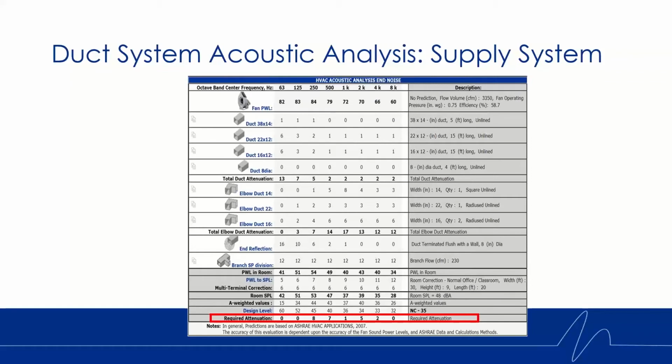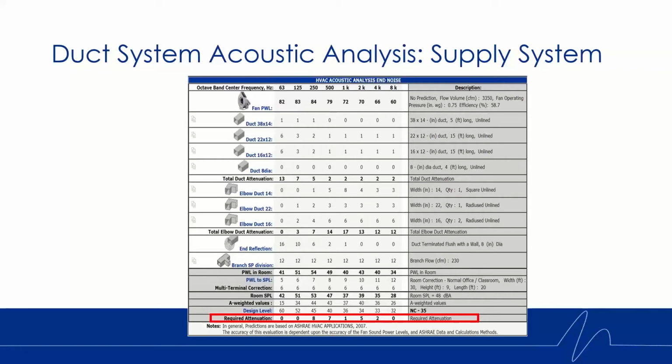So this is what a typical supply system analysis looks like. We have the sound power at the top. You can see the natural attenuation from each duct element that's there. We have the sound power level in the room, that's the PWL in room line.